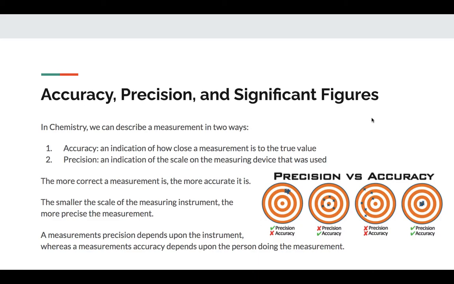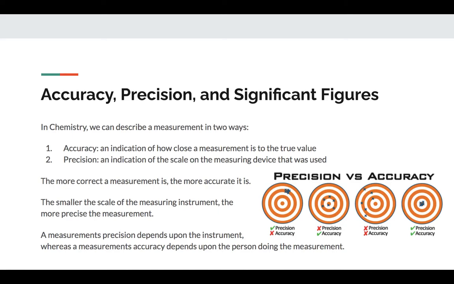All right, so in chemistry, we can describe a measurement in two different ways. We can use accuracy, which is an indication of how close a measurement is to the true value. They really like to use dartboard examples. If your measurement is accurate, that's equivalent to hitting the bullseye. And then precision is an indication of the scale on the measuring device that was used.